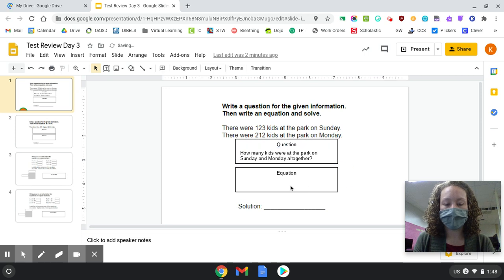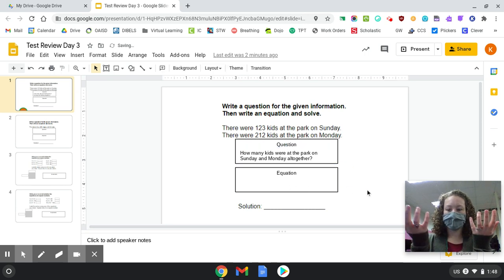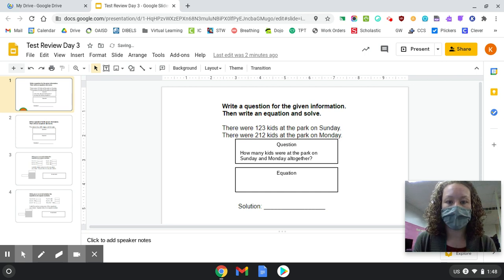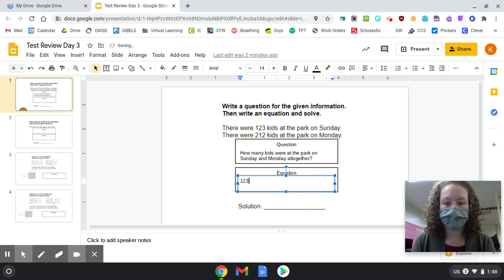Then here I have to write an equation to solve that. So if I'm taking the Sunday kids and the Monday kids and putting them together, that's adding. They're not equal groups of kids. They're 2 different groups. So I need to just add them up. So for my equation, I'm going to write 123 kids from Sunday plus 212 kids from Monday equals, and then I need to add them up.